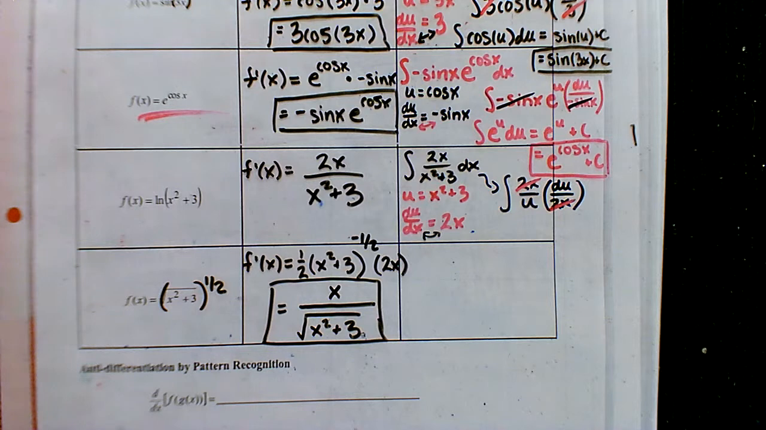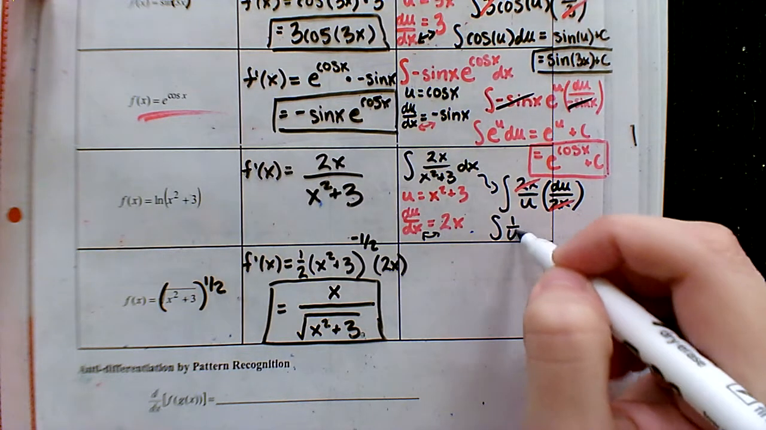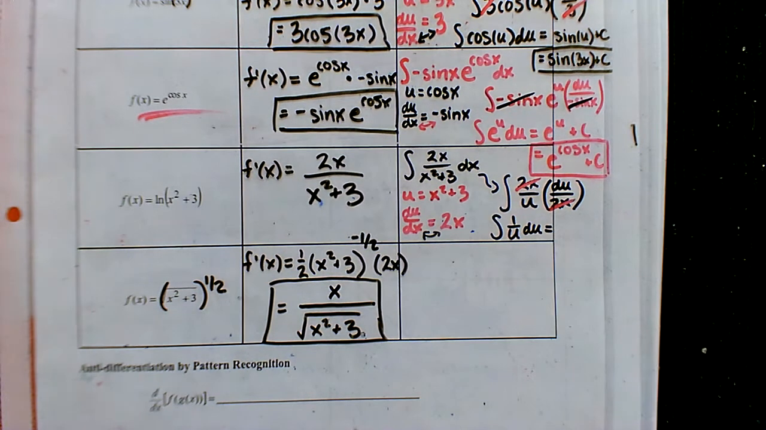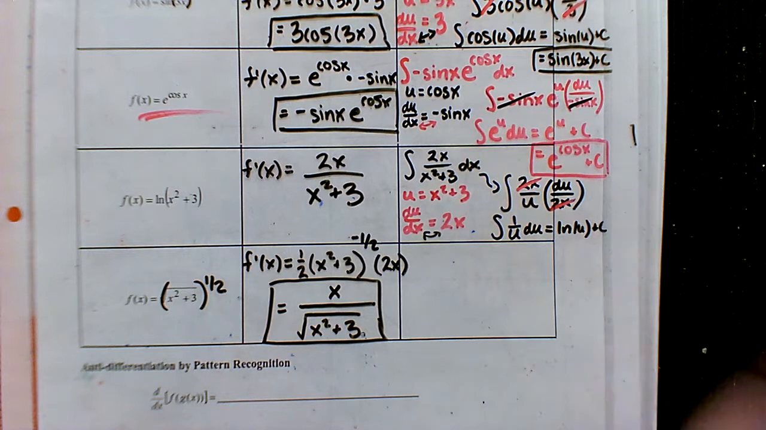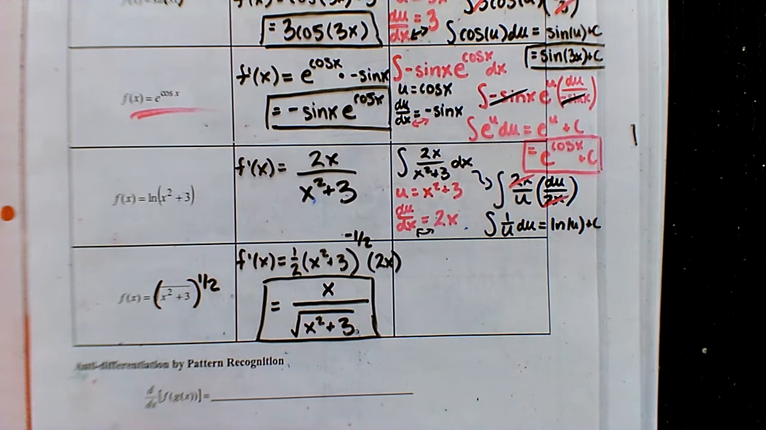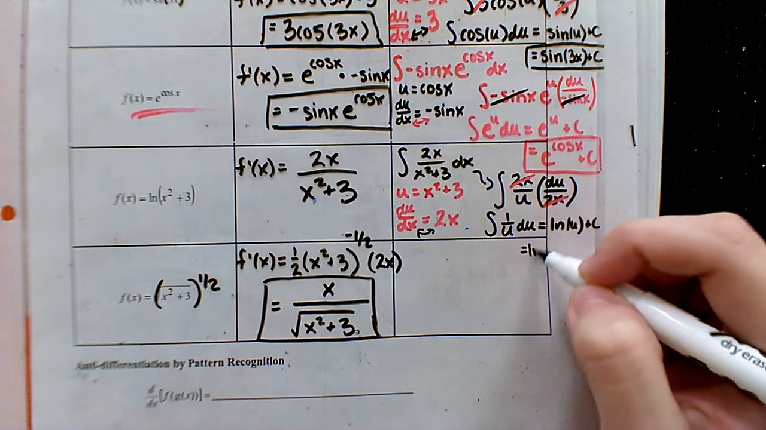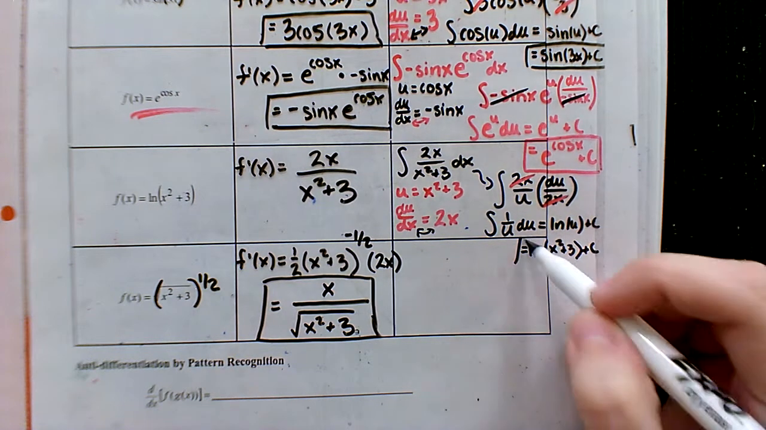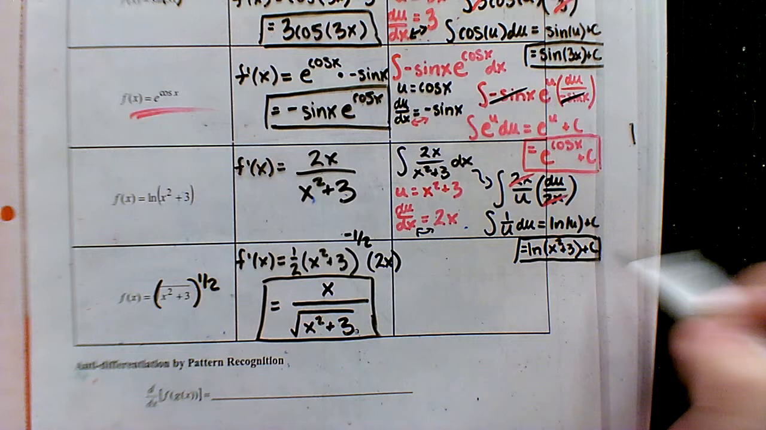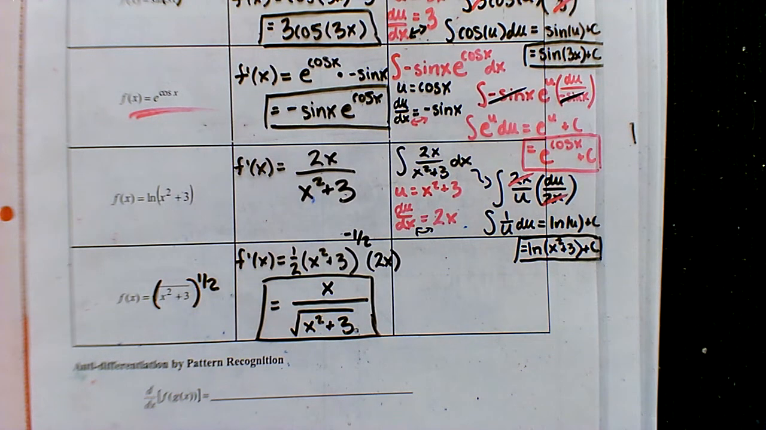The 2x's cancel, so it looks like we're just left with 1 over u du. If we work backwards from 1 over u, what's the antiderivative? Natural log, right? For 1 over x, the antiderivative was natural log of x. So this would be natural log of u. Don't forget the plus c. And we identified u to be x squared plus 3. Doesn't that match the original function? Natural log of x squared plus 3.